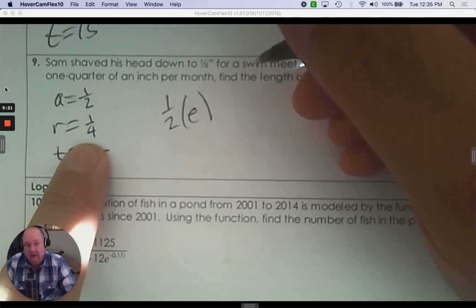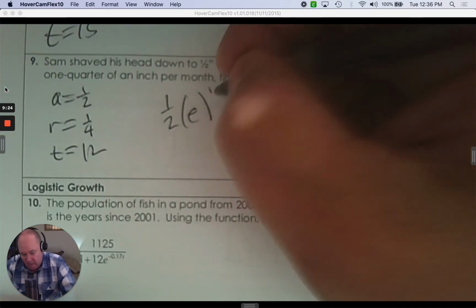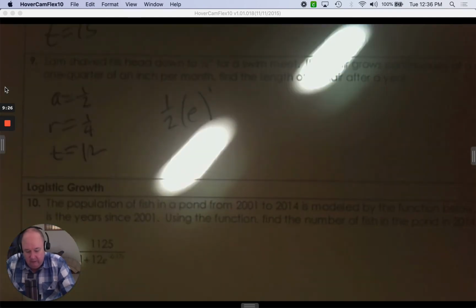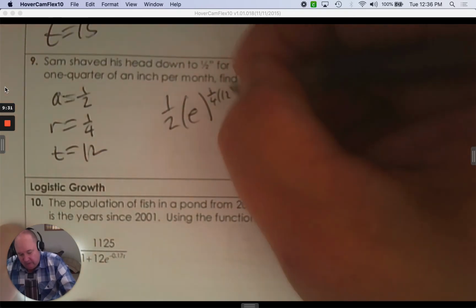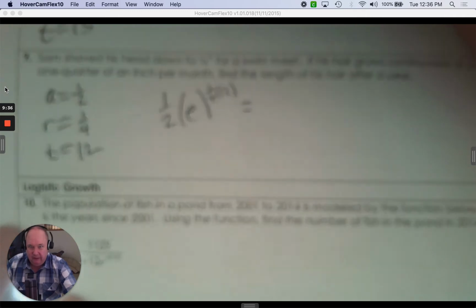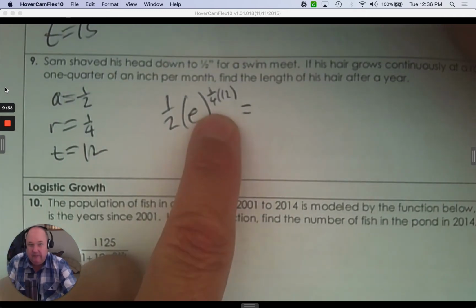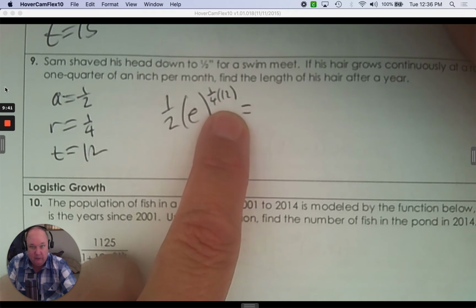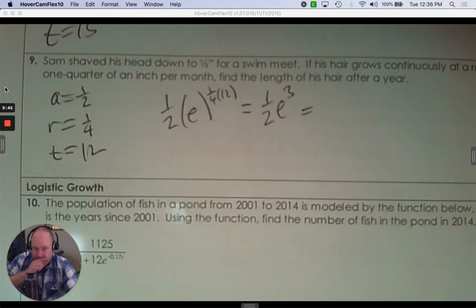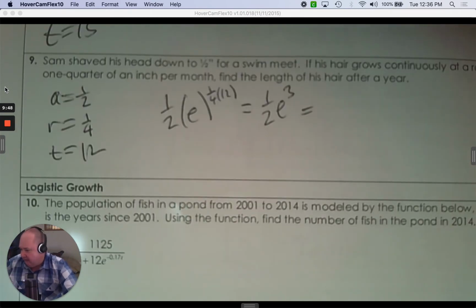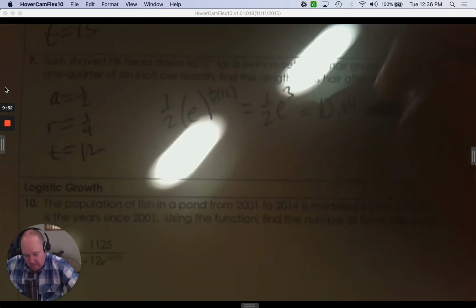So this has to be 12 in order to match, not 1 year. And then the formula would be 1/2 e, and this would be positive. So it's 1/4 times 12. So we don't even have a percent as a decimal. We just have a number. Now, if you want to make it easier, 1/4 of 12 is 3. So it's 1/2 e to the exponent 3. And so his hair after a year would be 10 inches long. Get a haircut already.